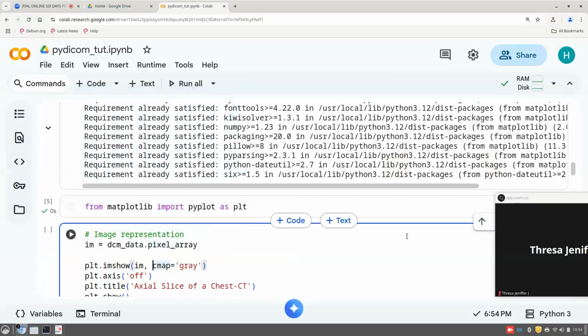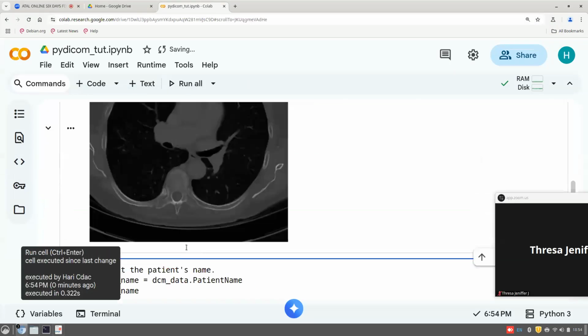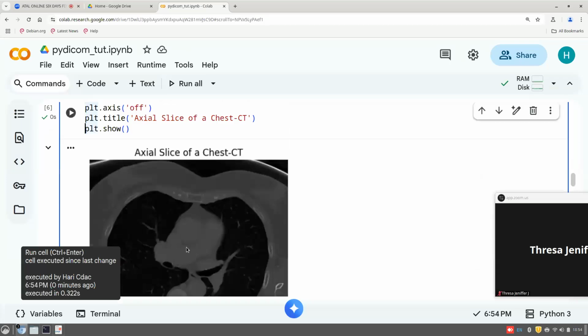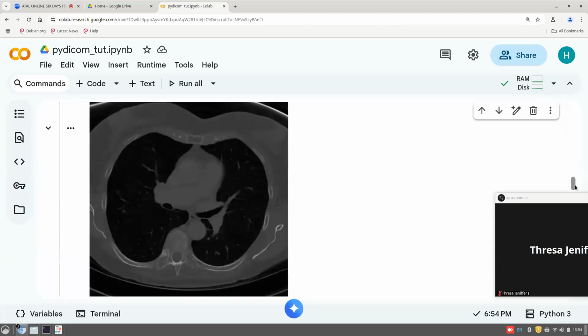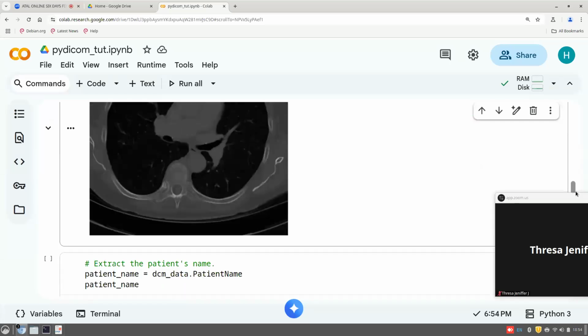CT scan images are 3D images. So when I run this code, I will actually see the axial slice of a CT scan image. It is one of the slices of the 3D CT scan image, as you can see here.